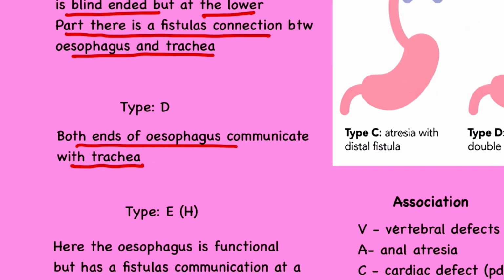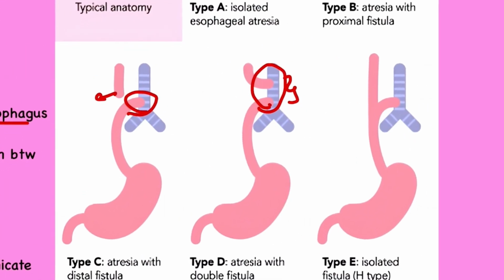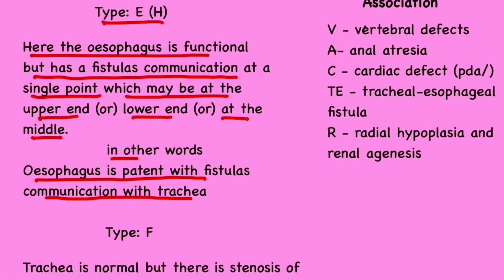Next, type E. We can also call it as H because the esophagus is functional but the fistulous communication is at a single point, which may be at the upper end, lower end, or at the middle. In other words, we can say the esophagus is patent, which means functioning, with fistulous communication with trachea. You can see there is an H shape here, the fistulous communication of trachea and esophagus.